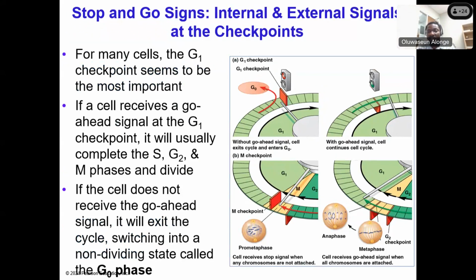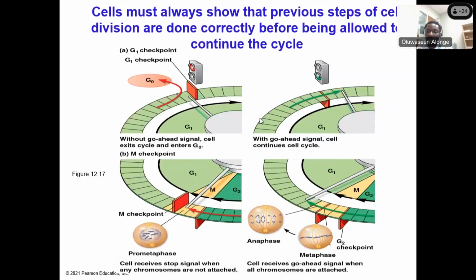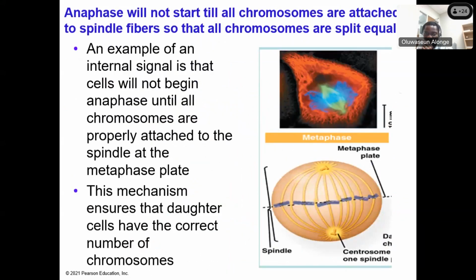For many cells, the G1 checkpoint seems to be most important. If a cell receives a go-ahead at the G1 checkpoint, then the cell will likely complete the other stages. However, if the cell does not receive a go-ahead from G1, then it's likely going to be sent to G0, which is apoptosis, of course.